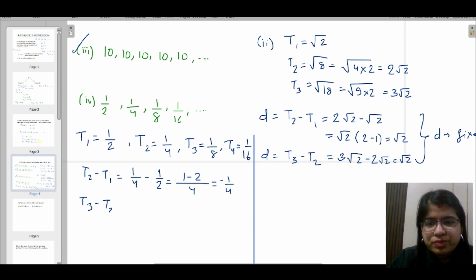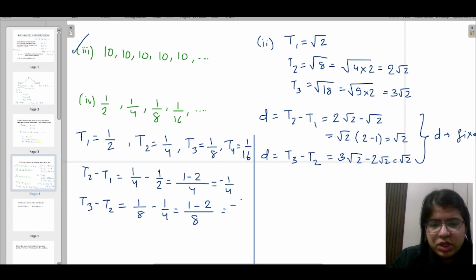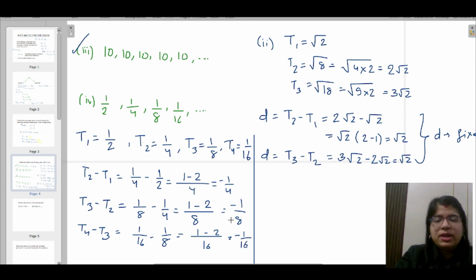Similarly, t3 minus t2, we will have 1 by 8 minus 1 by 4. So 8 will be the LCM here. We will have 1 minus 2, which is minus 1 by 8. Okay, so you can say that the difference is not coming the same. Similarly, if we take t4 minus t3, what is coming? 1 by 16 minus 1 by 8. Okay, so 16 will be the LCM. Now we are getting 1 minus 2, which is minus 1 by 16. So you can say that the common difference is not fixed here. So this series will not be in the form of AP.